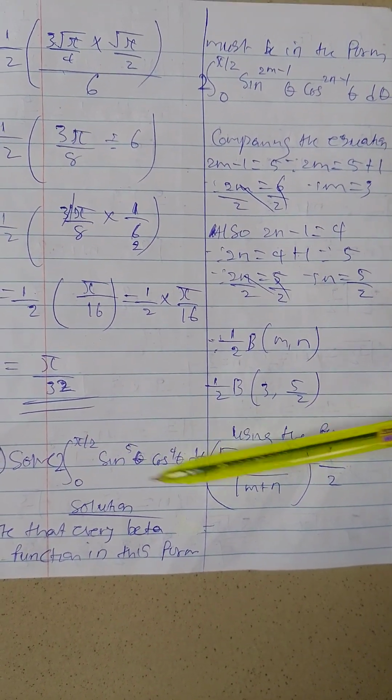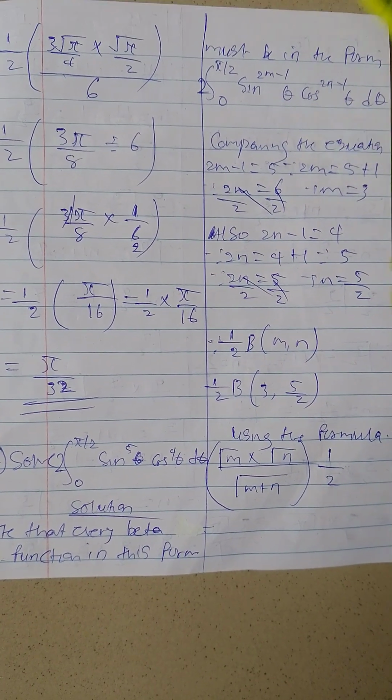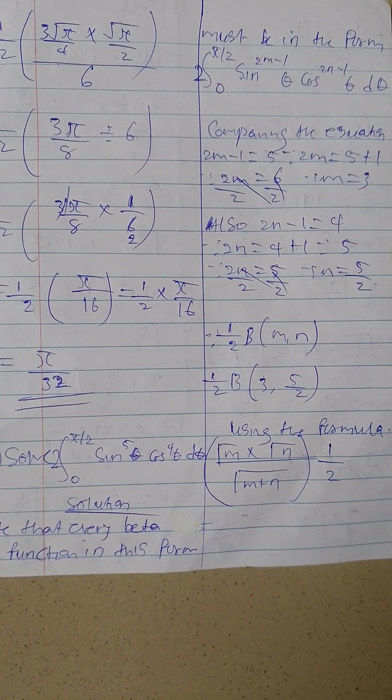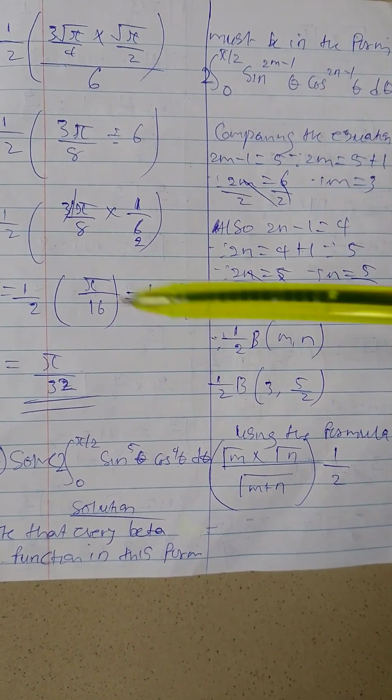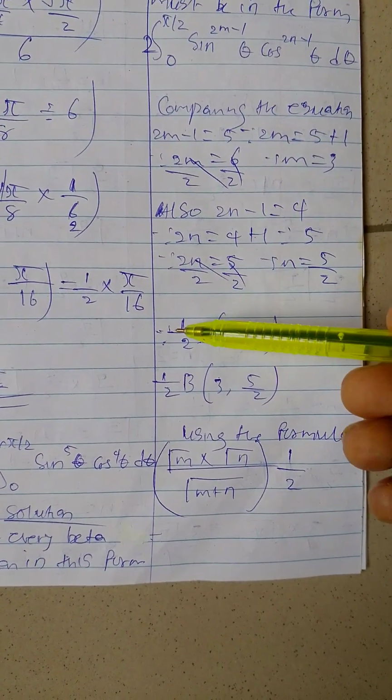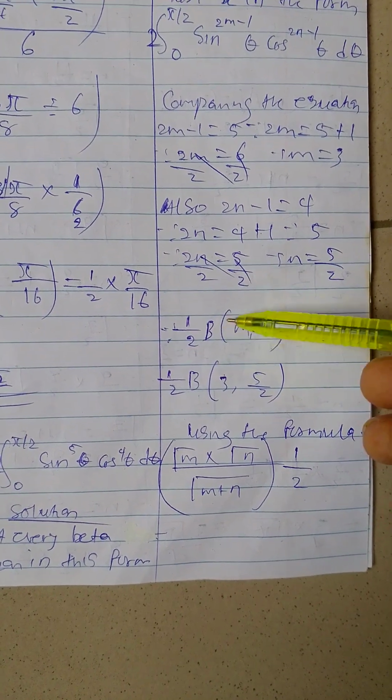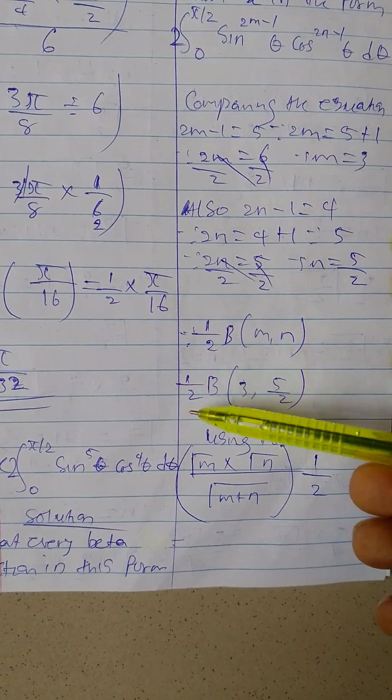The beta function in exactly this form is always multiplied by half. Exactly in this form. So therefore that becomes 1 over 2 beta m, n. So that becomes 1 over 2 beta.